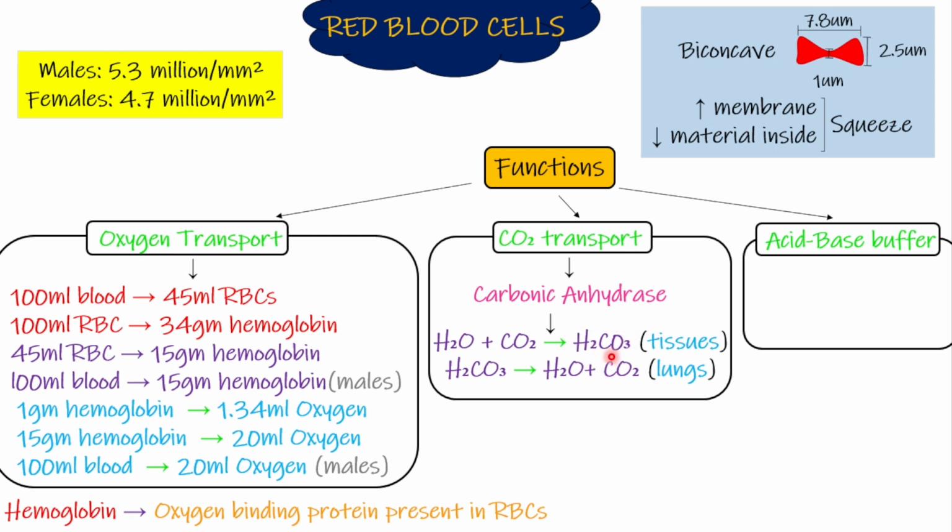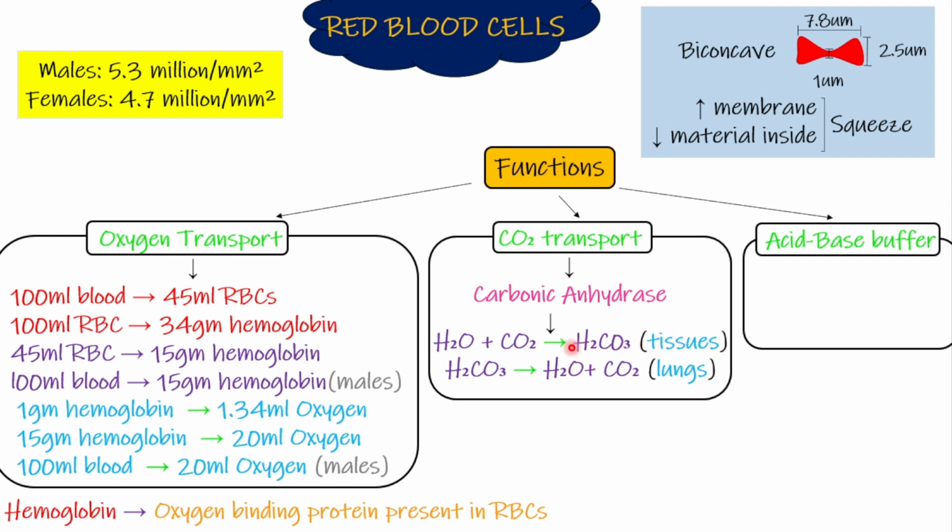Now this is happening in the tissues. When this carbonic acid reaches the lungs, it is converted back into water and carbon dioxide, and this carbon dioxide will be exhaled out. This is how the blood transports carbon dioxide. We'll discuss in detail the transport of oxygen and carbon dioxide in the chapters which will come after a few chapters.